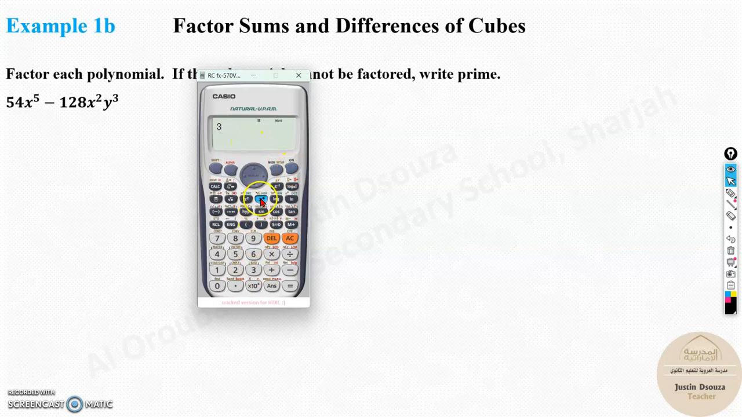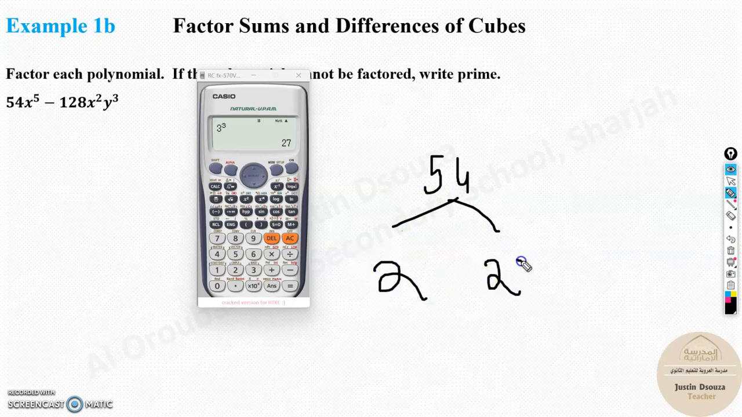So what is 3 cube root? 3 cube root is 27. So is there a way to make this number 54 in terms of 27? Can I split this? Yes, it is 2 times 27, isn't it? So how about I remove 2 outside and write this as 27.